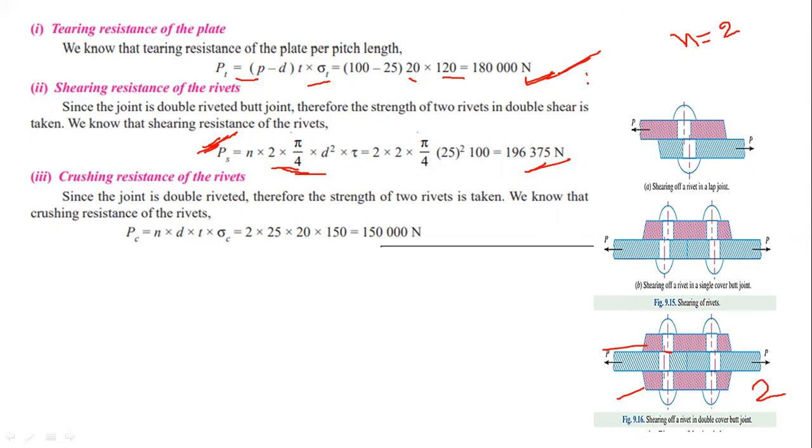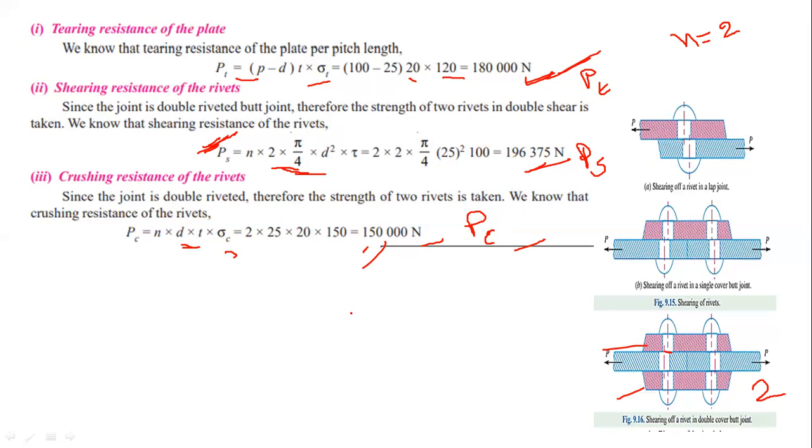Here, this one is tearing strength, this one is shearing strength. In similar way, the crushing strength, number of rivets into crushing area, D into T, into crushing stress, sigma C. This formula also same. The value is 150,000 newton. Here you can observe from PT, PS, PC values, this one is 180,000, this one is 196,000, this one is 150,000. So the least value is PC.